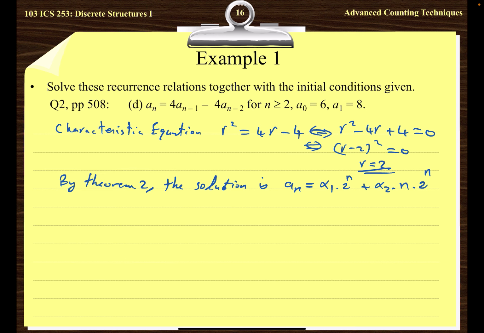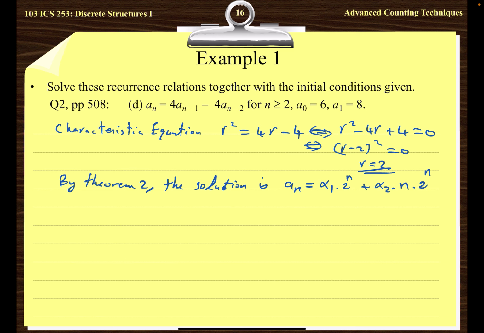Yes, we use theorem 2. We don't use theorem 1. We use theorem 1 when the roots are different, when the multiplicity of each one of them is 1. Okay, so now what is left?